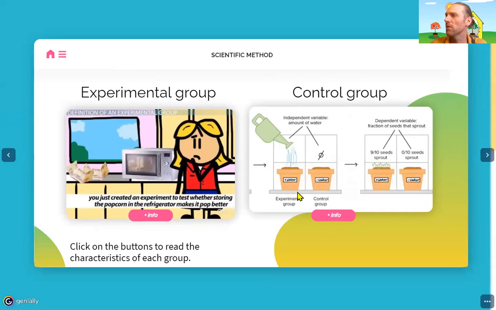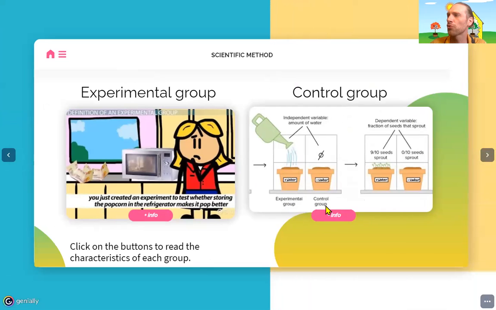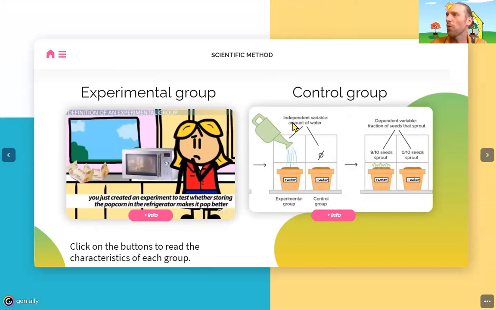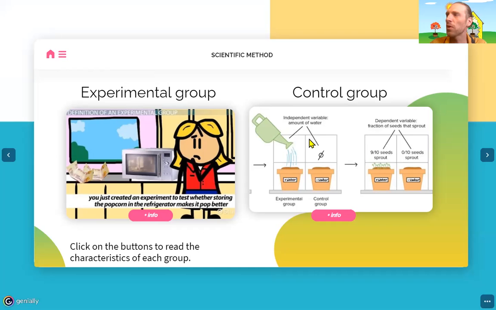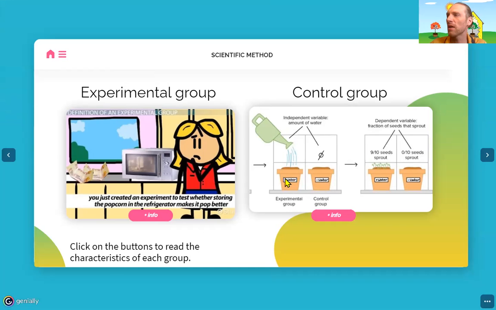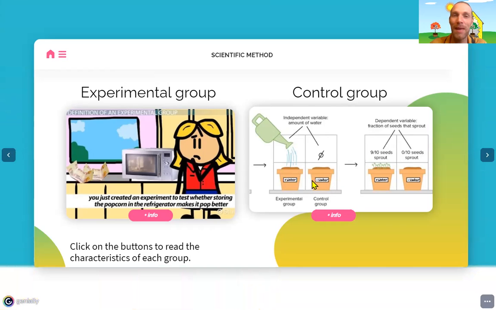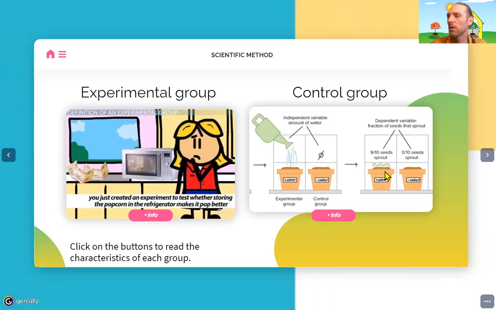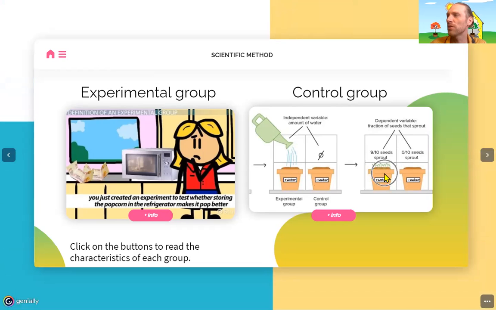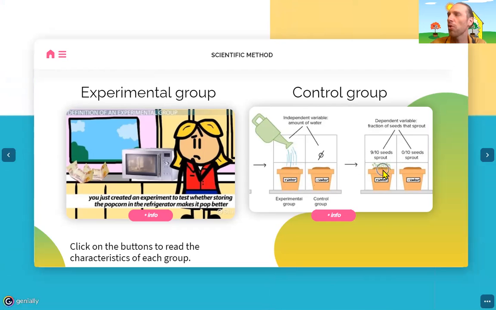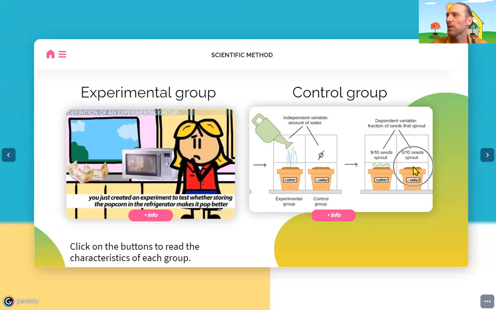Okay, so here, experimental group, control group. The independent variable is what we manipulate. One gets water, the other does not get water. The dependent variable is what we see as the outcome, what we are going to measure. If we give water, we see that 9 out of 10 seeds grow. If we don't give water, we see that 0 out of 10 seeds grow.